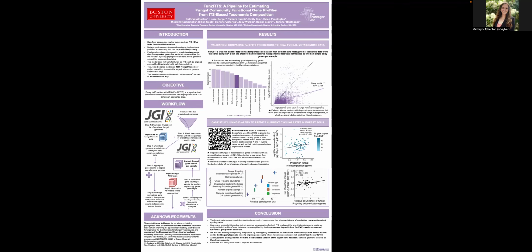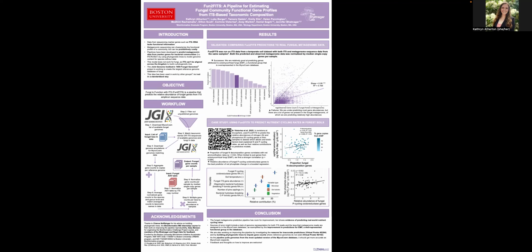In microbial ecology, marker gene sequencing, like the ITS rRNA region for fungi, is widely used to characterize communities. ITS tells us what fungal taxa are present, but it doesn't tell us what those fungi can do. On the other hand, metagenomic sequencing can provide that functional insight, but it's expensive and not always feasible at larger scales. In bacterial research, this gap has been addressed with tools like PICRUSt2, which predict gene content from 16S sequences using phylogenetic relationships. But fungi are different.